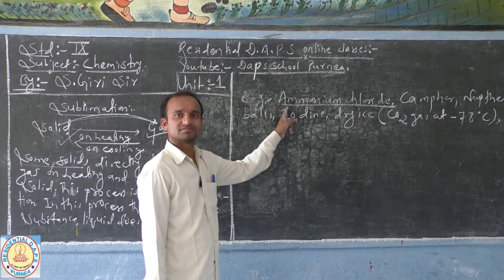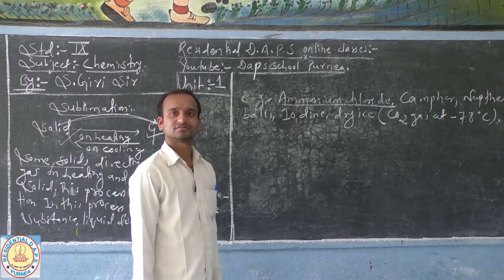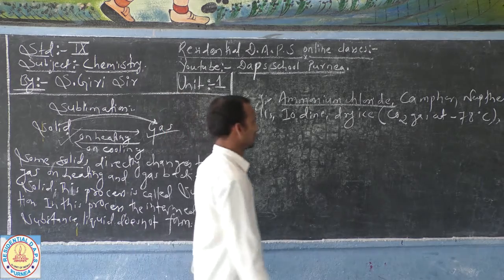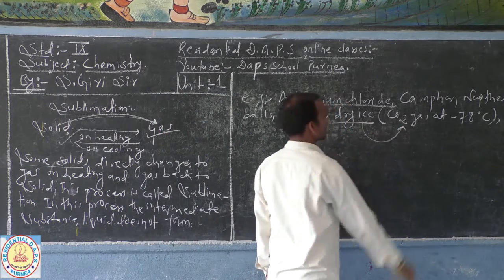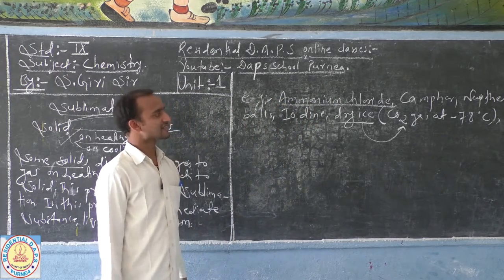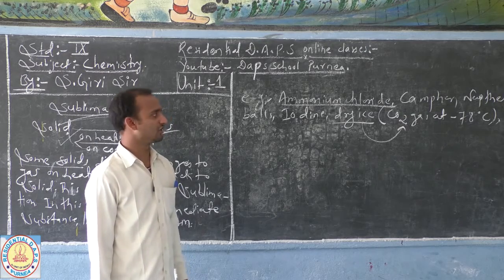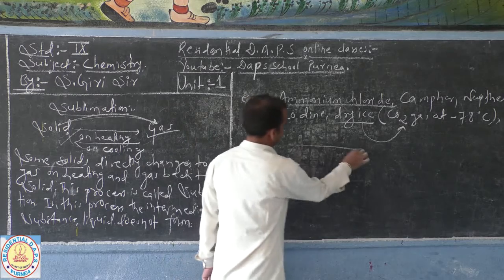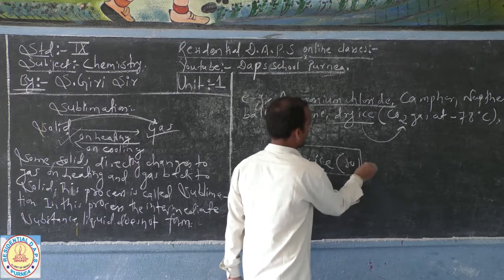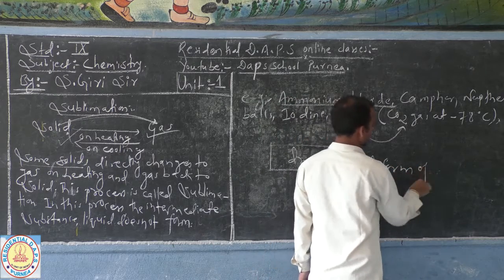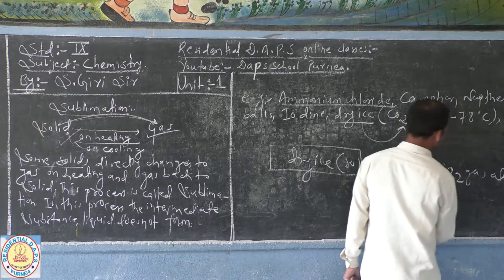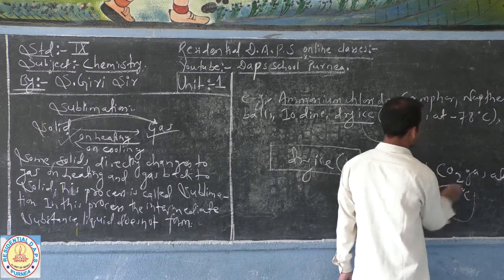Here: ammonium chloride, camphor, naphthalene balls, iodine, dry ice. Now dry ice means when you compress the CO2 gas, जब हम लोग CO2 गैस को -70 डिग्री C में कूल करेंगे, then you will get the dry ice. This is the dry ice, exactly the solid form of CO2 gas at -78 degrees C.